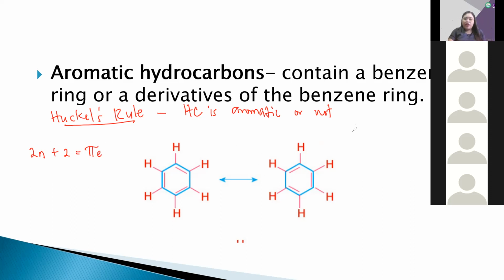So kasi, di ba, meron tayong tinatawag na cycloalkane, alkene, and alkyne. So para ma-differentiate natin between the cycloalkane and the aromatic hydrocarbons, we actually compute 2n plus 2 equals the pi electron. Kadjut lang ha. Let me check if I really remembered it correctly. Or should I just use my slide for this? Para dili ka maglibog. And I'll give you an example.